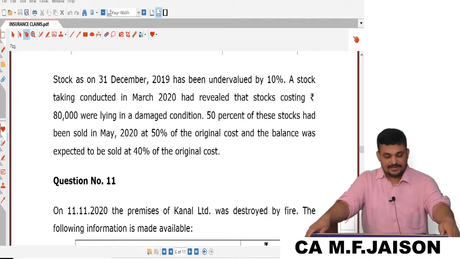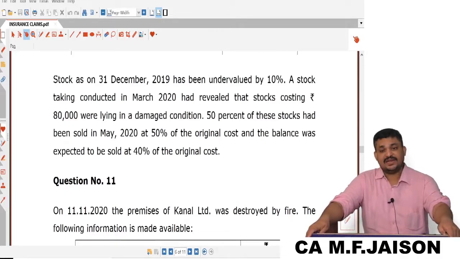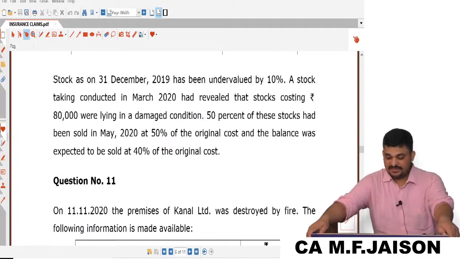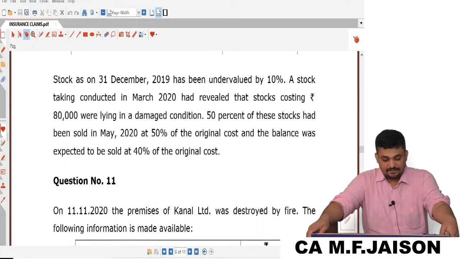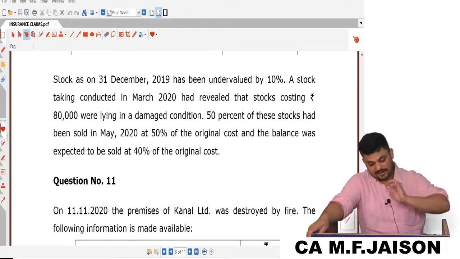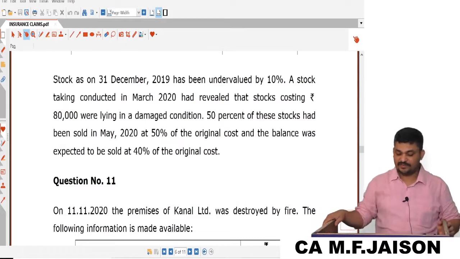Next, a stock taking conducted in March 2020 had revealed that stock costing rupees 80,000 were lying in a damaged condition. 50% of this stock had been sold in May 2020 at 50% of the original cost, and the balance was expected to be sold at 40% of original cost. Like that it has been provided as information, my dear friends.